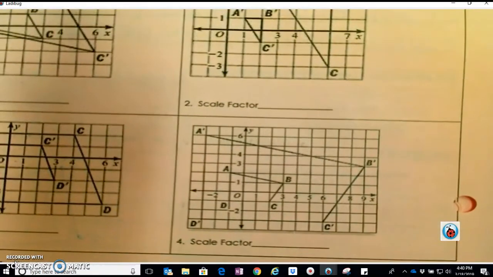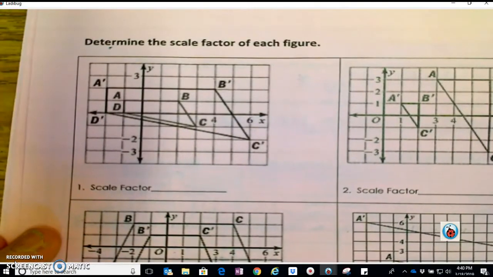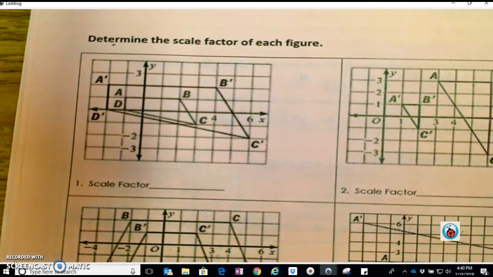Okay, so now we want to actually take a look and see if we can identify scale factor. All right, so what I'm going to do is I'm actually going to trace my shapes in different colors because that helps it stand out to me.